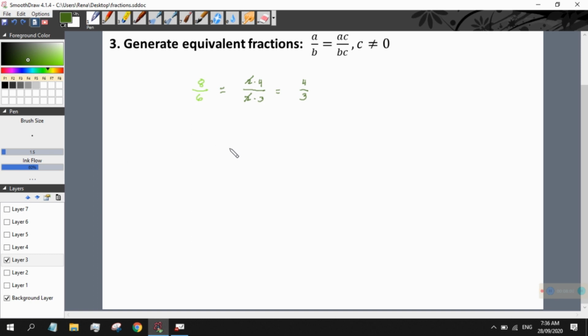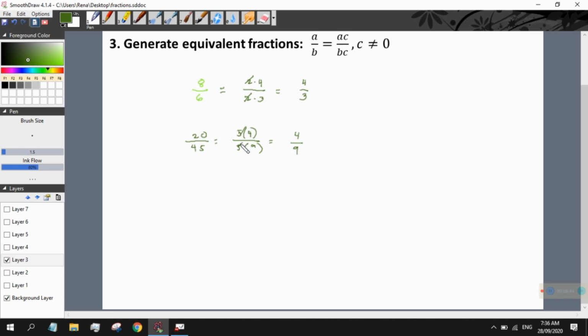Okay, let's have another one. For example, you have 20 over 45. So let's simplify. For 20 and 45, both of them has the factor 5. So we have 5 times 4, and this one is 5 times 9. So let's perform division. You are going to end up with 4 over 9. And 4 over 9 is at its simplest form.